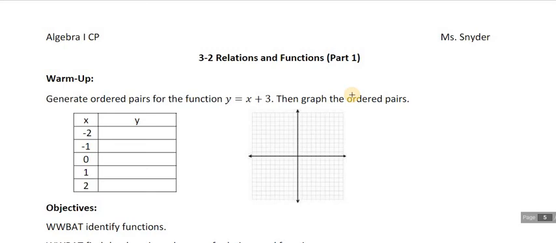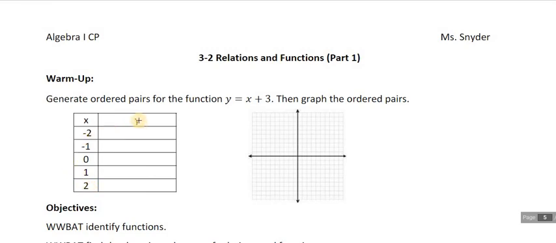This video lesson deals with section 3.2 part 1, addressing relations and functions. So for the warm-up, you're asked to generate ordered pairs for the function y equals x plus 3, and then graph the ordered pairs. So it's important to know what it is you need to do in order to generate ordered pairs. Well, notice we have an xy table here on the left-hand side, and it's giving us a series of x values that you need to use.